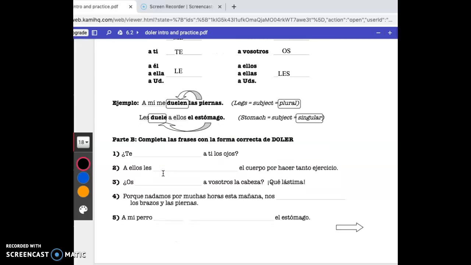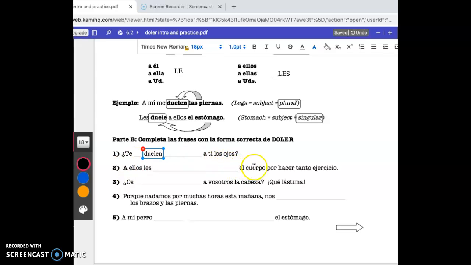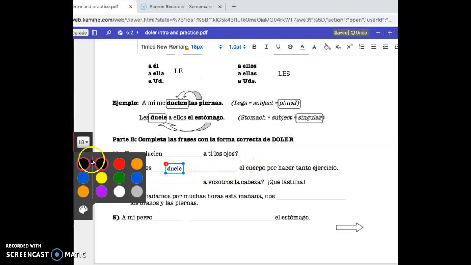So in parte B, we looked at things like los ojos, eyes. Do your eyes hurt you? So we filled in duelen. So your choices are duele or duelen. Let's think here, número 2. Oh, it's a plural group of people. Doesn't matter. It's one thing that's hurting all these people. So since it's the body, we put duele.